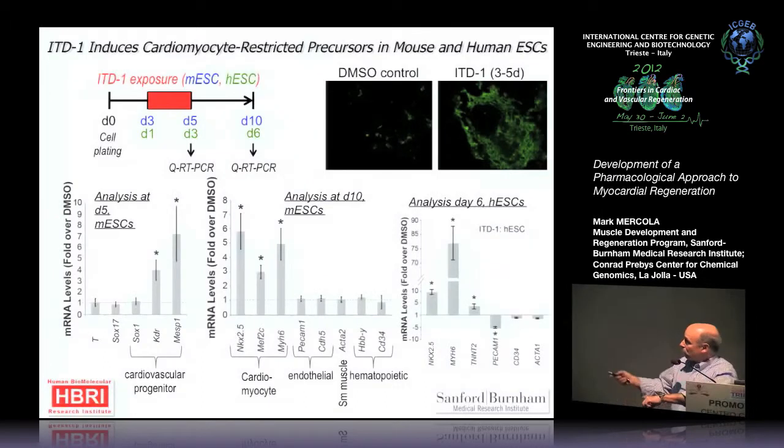So by adding the small molecule at this window of differentiation of mouse or human embryonic stem cells, what we noticed is the small molecule was able to increase cardiogenesis. And just looking at the human data right here, you can see this is the fold increase. You can see about a 75, 80-fold increase in the number of cardiomyocytes in the cultures when you add this small molecule at this time window here.